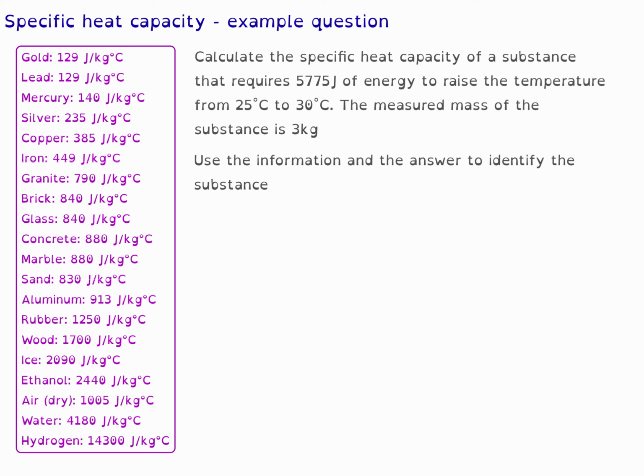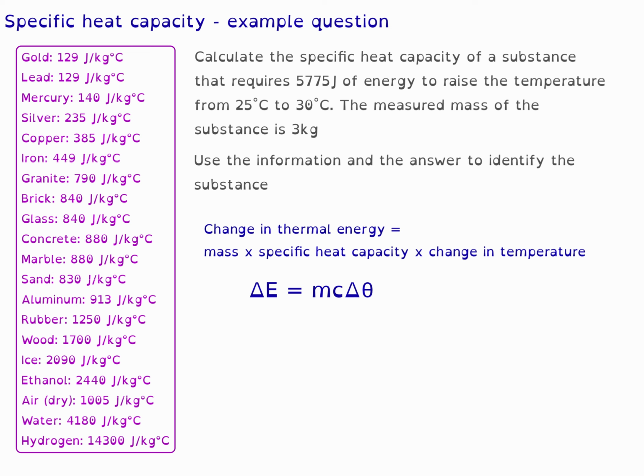First, we need to write down our equation, which is change in thermal energy equals the mass times the specific heat capacity times the change in temperature. Then we need to substitute in our numbers from the information in the question. Our change in energy, ΔE, is 5,775, and that equals our mass, which is 3 kilograms, times the specific heat capacity, which is our unknown, so we leave that as C, times our change in temperature, which is 5 degrees Celsius, because we went from 25 degrees Celsius to 30 degrees Celsius.